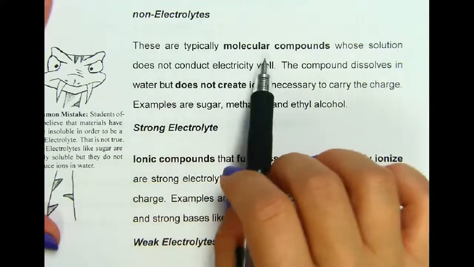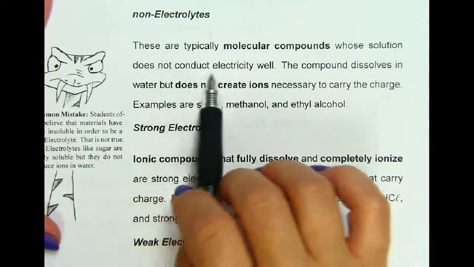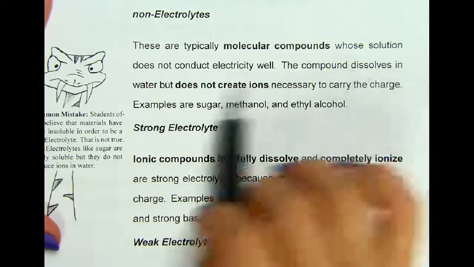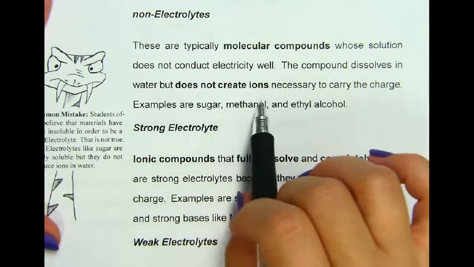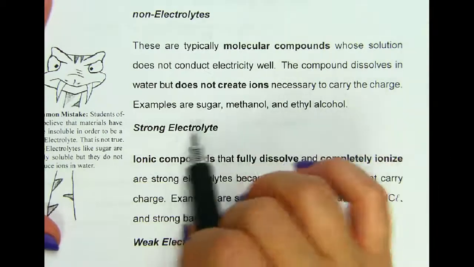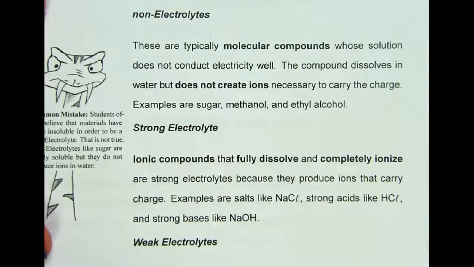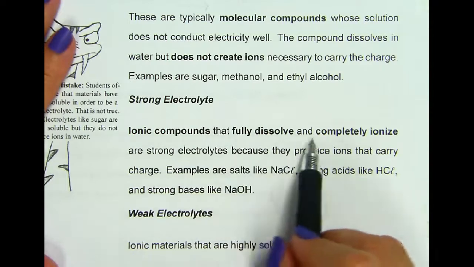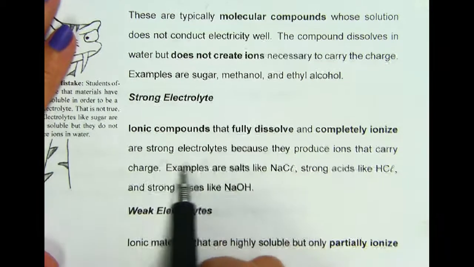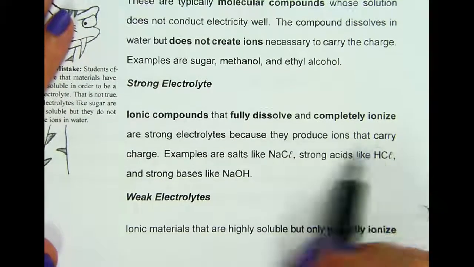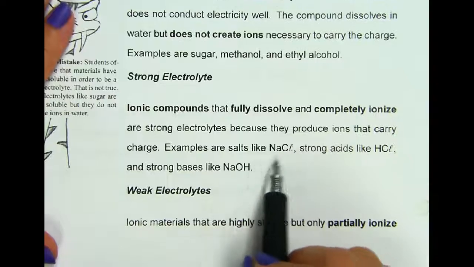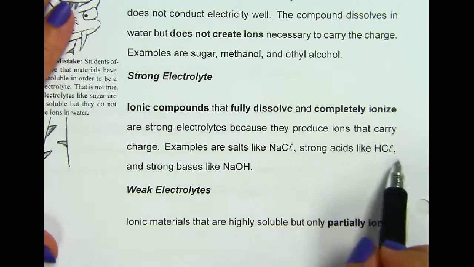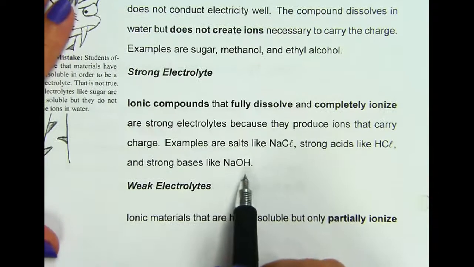Non-electrolytes are typically molecular compounds whose solution does not conduct electricity well. The compound dissolves in water but does not create ions necessary to carry the charge. Examples are sugar, methanol, and ethyl alcohol. Strong electrolytes are ionic compounds that fully dissolve and completely ionize, because they produce ions that carry a charge. Examples are salts like sodium chloride, strong acids like hydrochloric acid, and strong bases like sodium hydroxide.